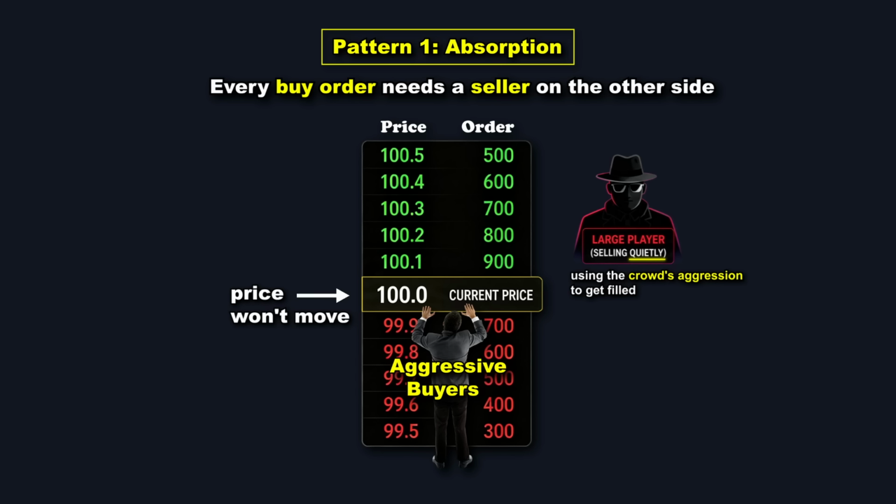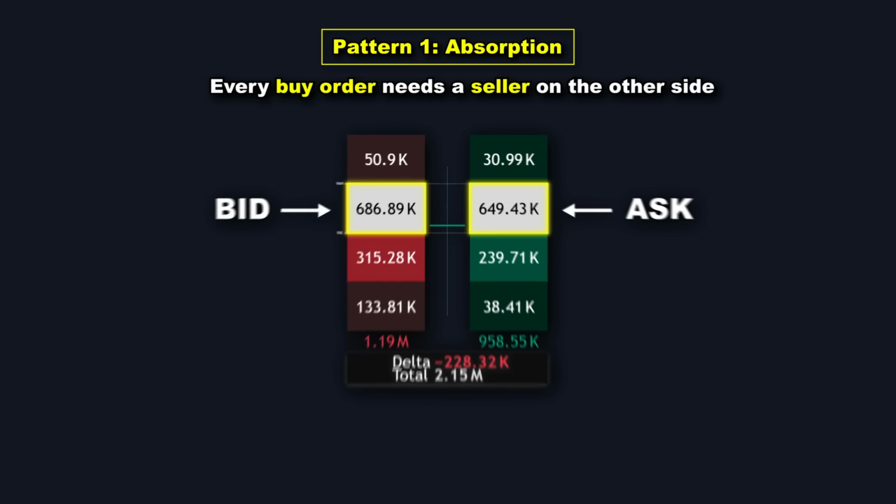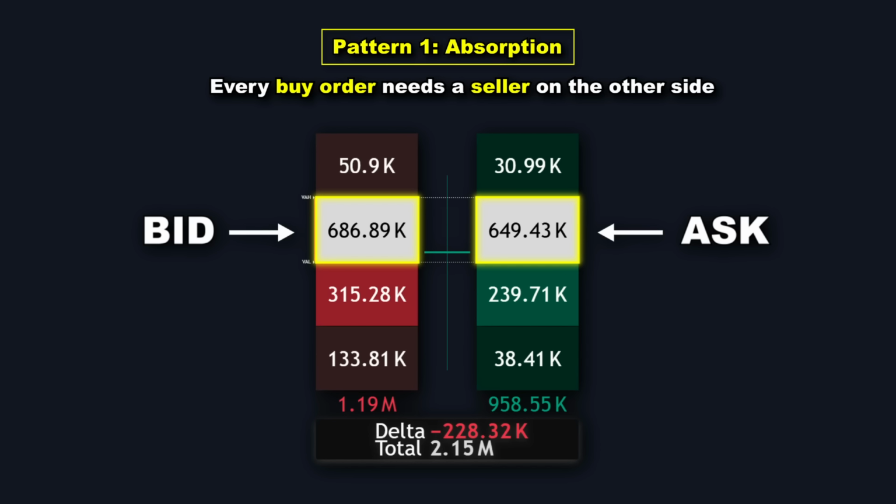They don't dump the market. That would tip their hand. Instead, they wait, absorb, and accumulate. What does this look like on the chart? Enormous numbers on both sides of the footprint, bid and ask both, but a candle body that barely moved. All that energy, almost no displacement.